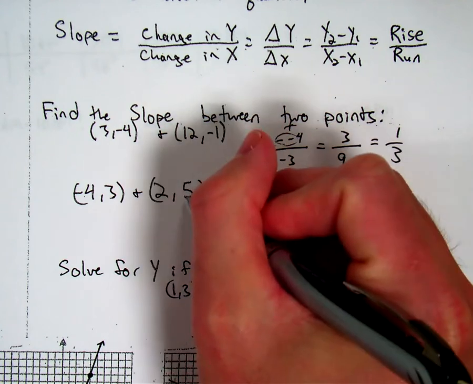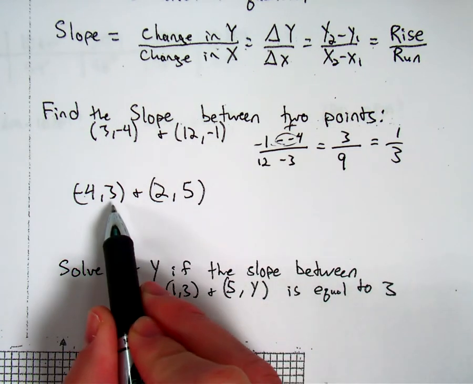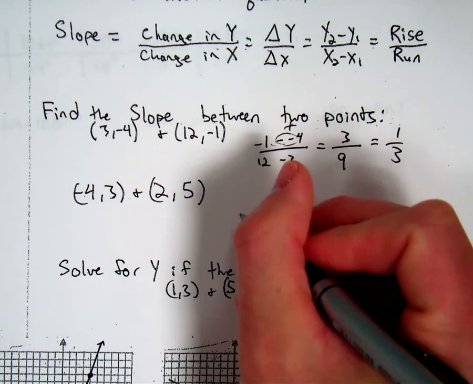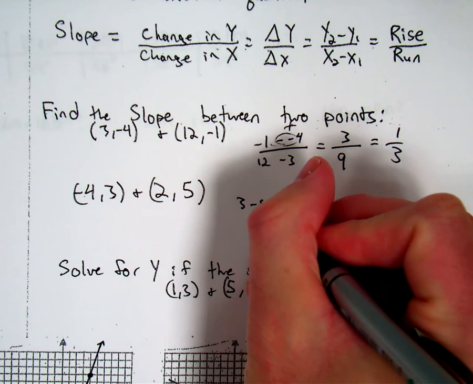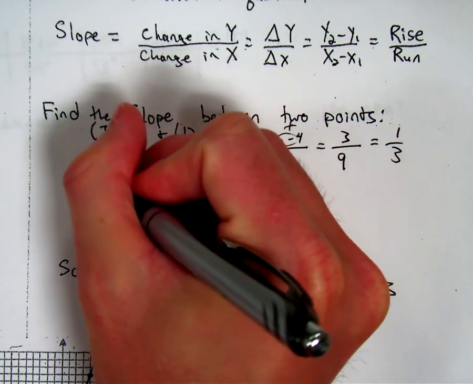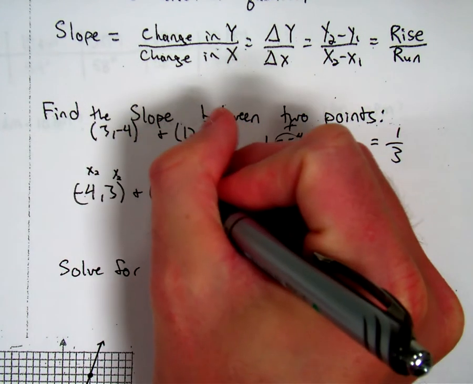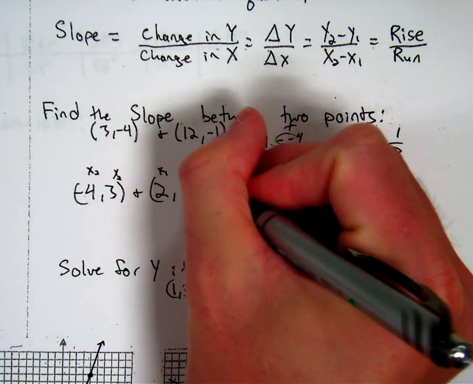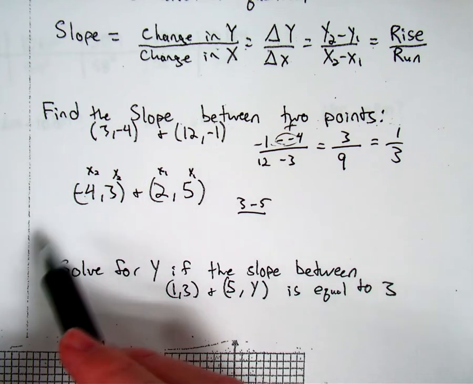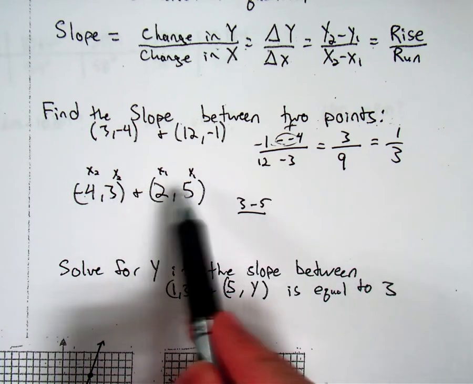Okay, y2. You know what? Just to show you that it goes the other way, too, we can go 3 minus 5. Let's do it the backwards way. So this is now my x2, y2, and this is going to be my x1, y1. It doesn't matter which one you label as point 1 and point 2, just as long as you don't mix and match.